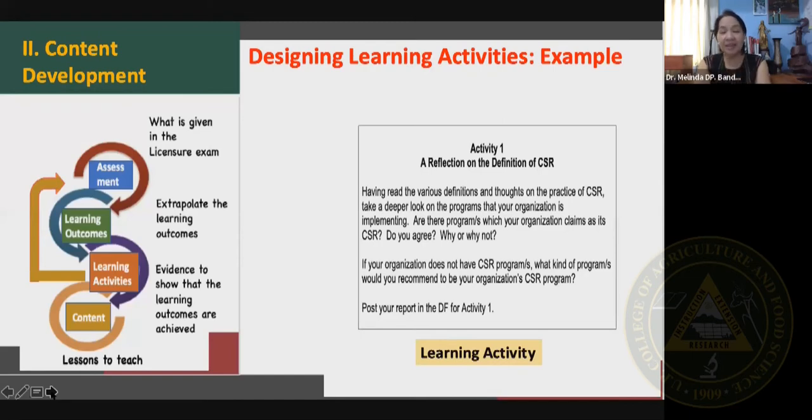So may ganyan. So post your report in the DF discussion forum. The DF here means discussion forum for activity number 1. So doon ako magbibigay ng feedback sa kanila. Because this is an asynchronous activity, they have to think, they have to reflect, they have to write their answer, they have to post it in our course site. So an example of a learning activity.